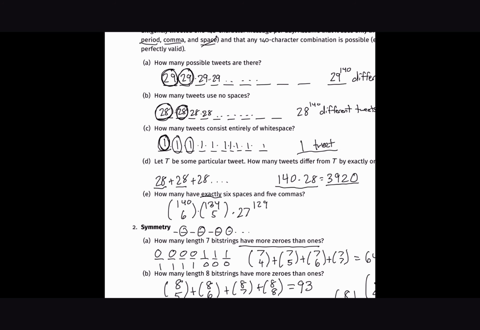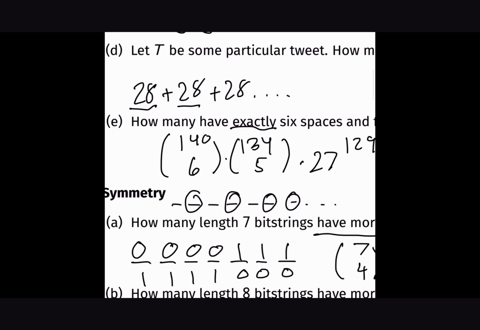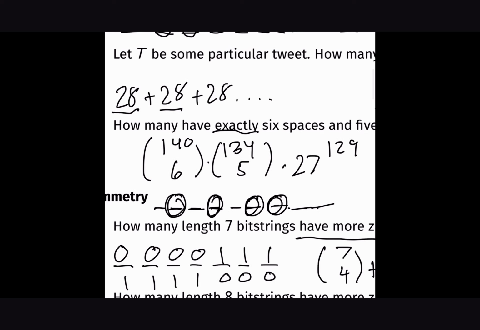E is asking how many have exactly 6 spaces and 5 commas. Well, we could use combinatorics for this. So given that we have 140 characters in our message, we want to choose 6 of these to represent spaces. So you can think of this as 140 blank spaces, and we want to choose 6 of these blank spaces to represent our spaces. So we have 140 choose 6, representing all the different possibilities we could select 6 to be our spaces.